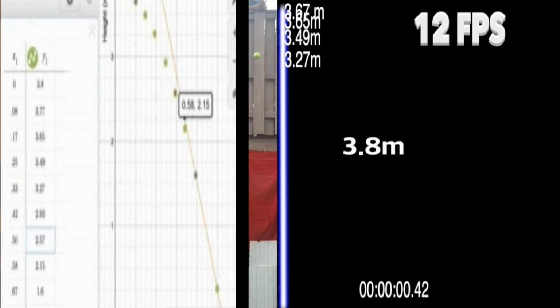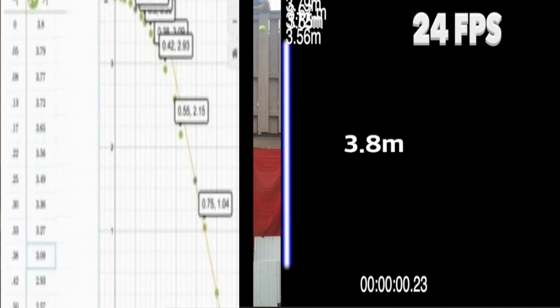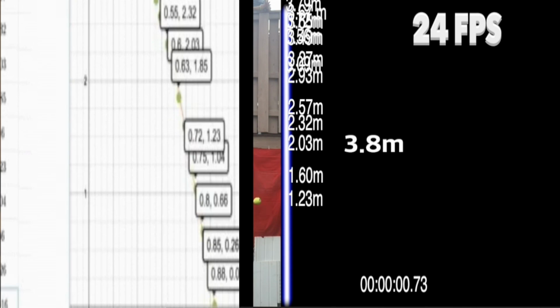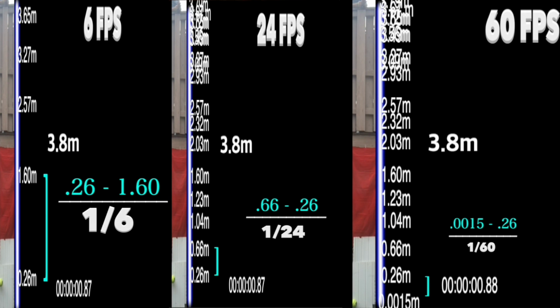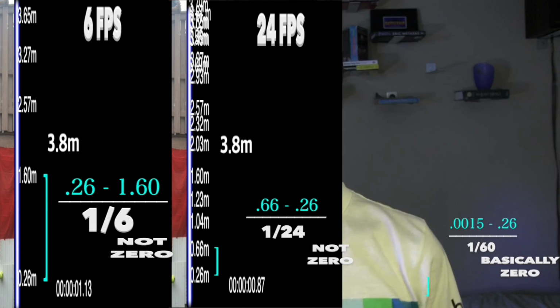We increase the frame rate. Look at this. When we increase the frame rate, the time between the frames is decreasing, so that when we get to 60 frames per second, the time between each frame is so small that we can basically ignore it and say that the change in height over the change in time between the 2 frames is basically the same as a single point in time. It's close enough. This idea that the 2 frames are so close to each other in time that they're basically the same point in time is called a limit, and it is very, very important in calculus.